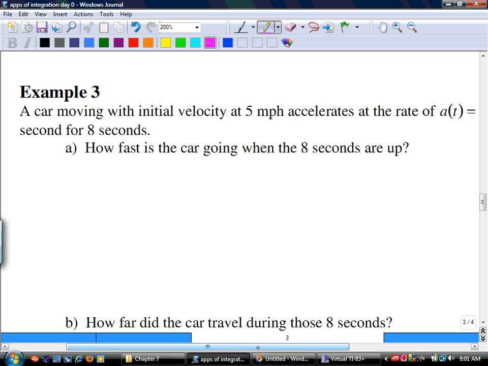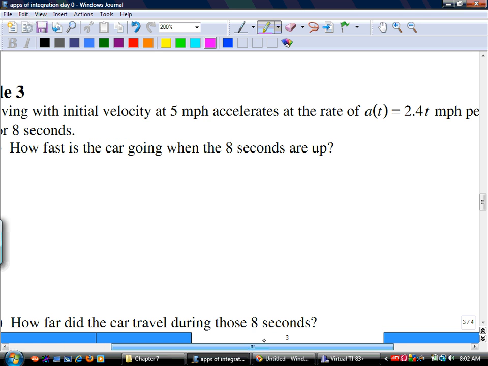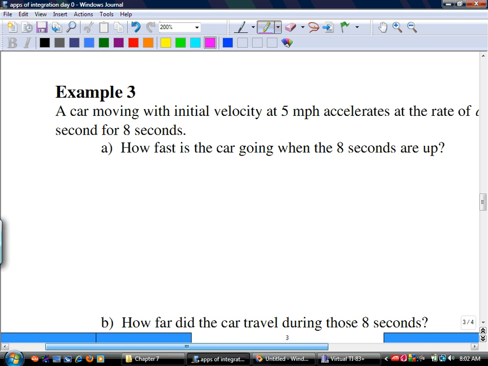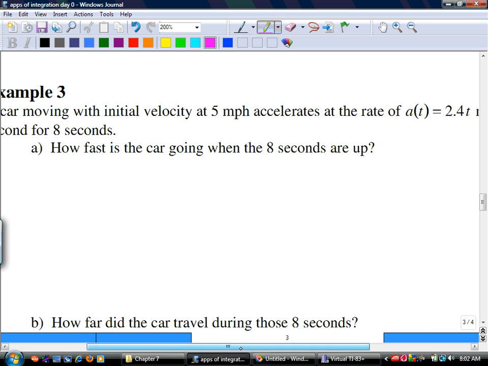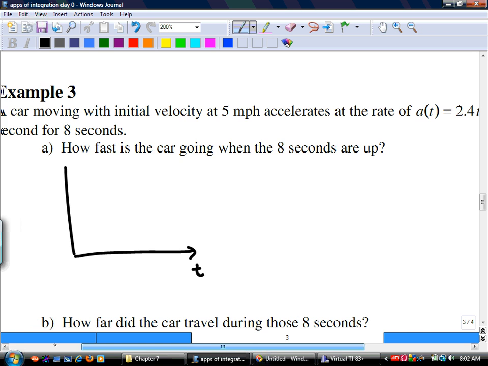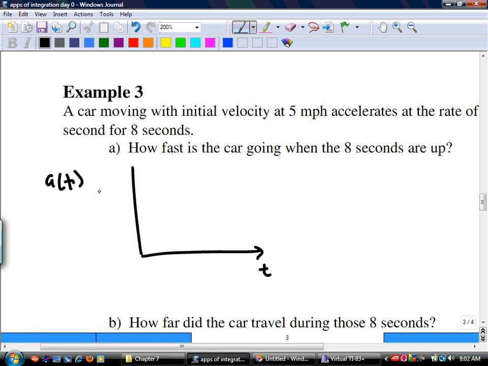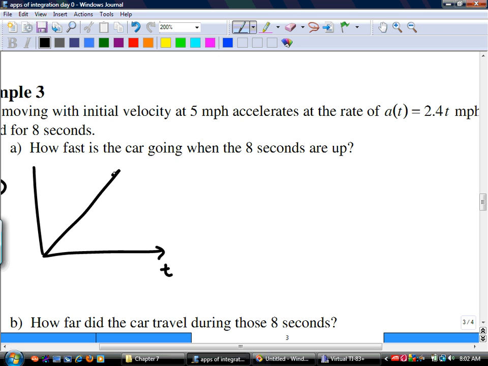A car moving with an initial velocity of 5 meters per second accelerates at a rate of 2.4t for the first 8 seconds. How fast is the car going when the 8 seconds are up? Well, what it's saying is, here we're going to graph it. T, A of t, no, B of t, no, we'll put A of t here. It's going to look like this, right?